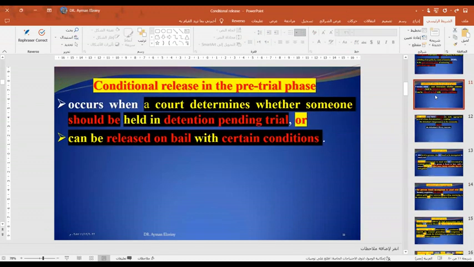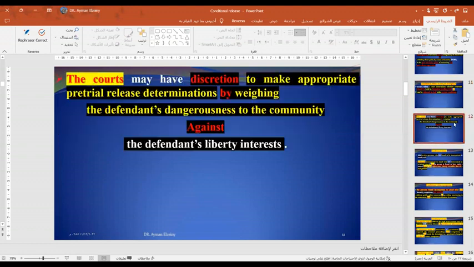So, conditional release in the pretrial phase occurs when a court determines whether someone should be held in detention pending trial, or can be released on bail with certain conditions. The courts may also have discretionary power to make appropriate pretrial release determinations by weighing the defendant's dangerousness to society against the defendant's liberty interests.